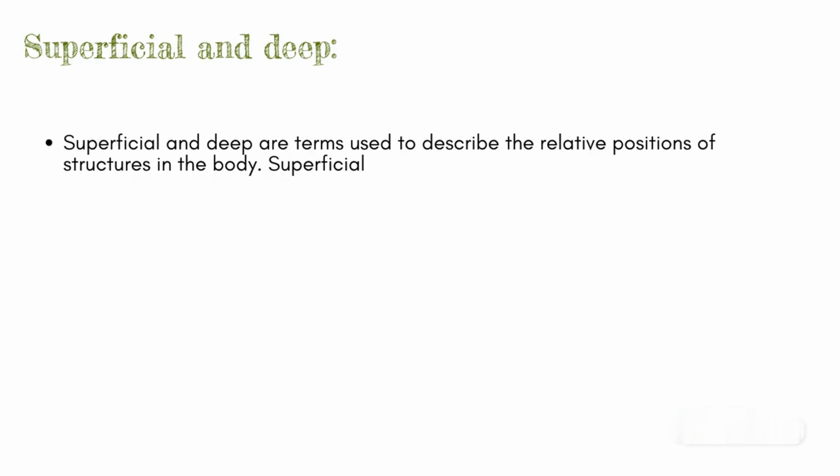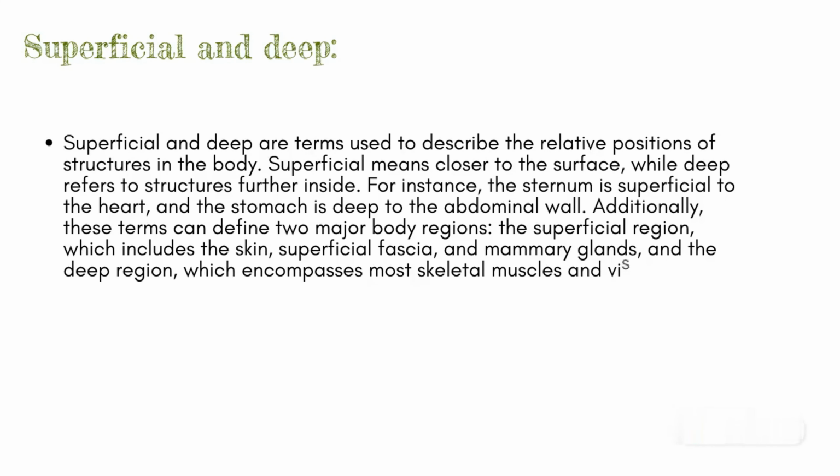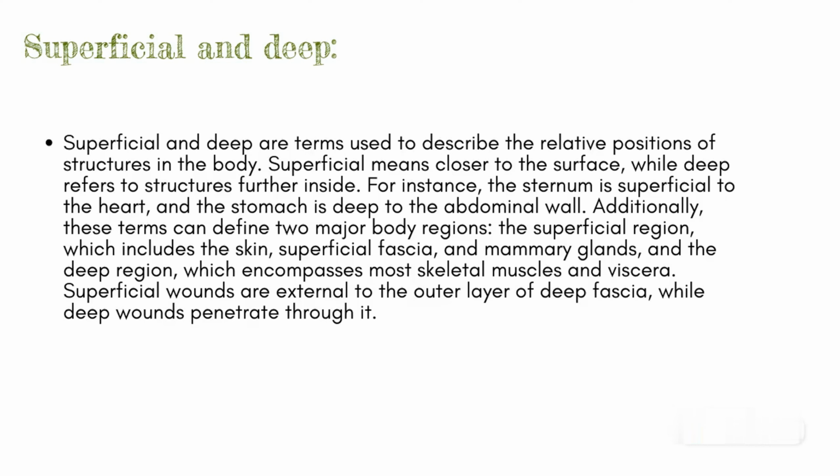5. Superficial and deep. Superficial and deep are terms used to describe the relative positions of structures in the body. Superficial means closer to the surface, while deep refers to structures further inside. For instance, the sternum is superficial to the heart, and the stomach is deep to the abdominal wall. Additionally, these terms can define two major body regions: the superficial region, which includes the skin, superficial fascia, and mammary glands, and the deep region, which encompasses most skeletal muscles and viscera. Superficial wounds are external to the outer layer of deep fascia, while deep wounds penetrate through it.